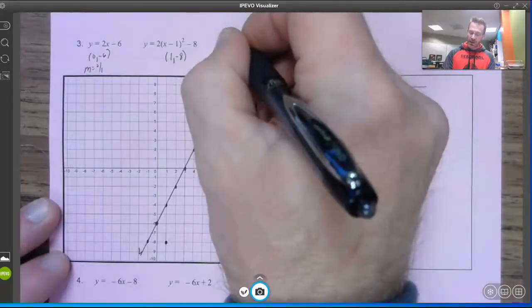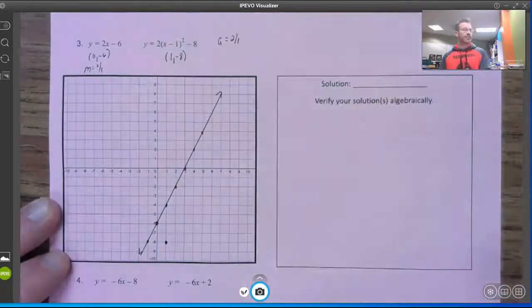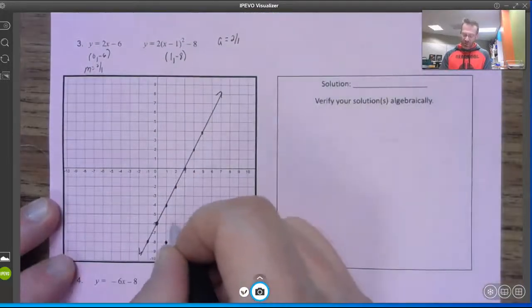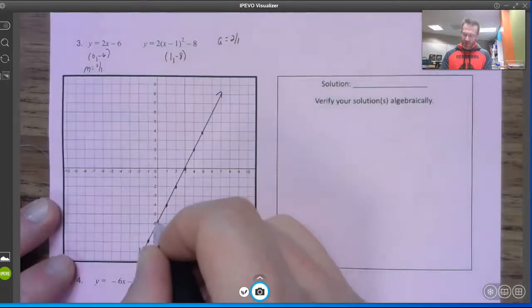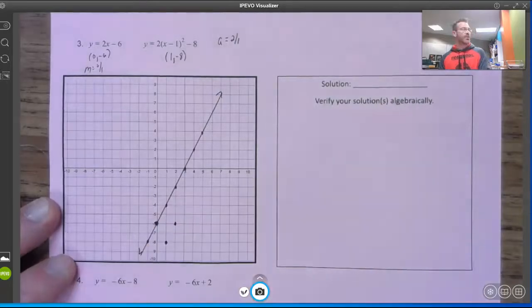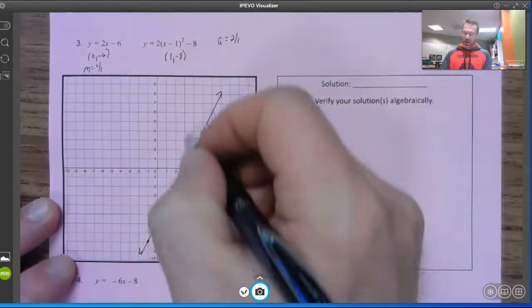So in this case, our a value is 2 over 1. So from my vertex, I'm going to go up 2 to the right 1. I'm going to go up 2 to the left 1. And I can see I already found 1 point of intersection there. All right, but it looks like if I sketch this graph, I might get another point of intersection.